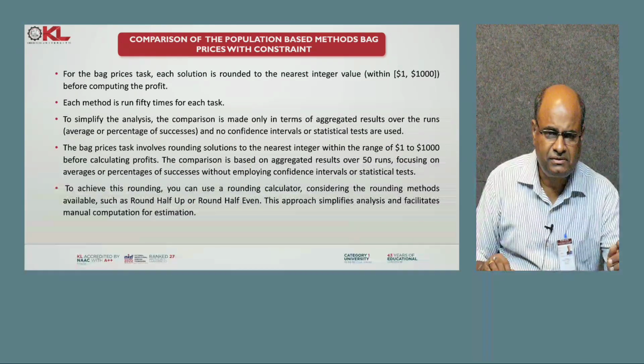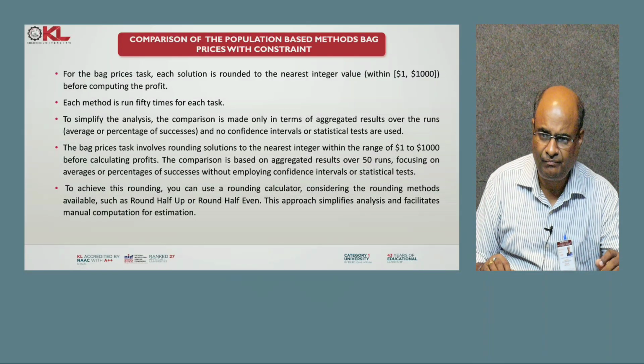For the bag prices task, each solution is rounded to the nearest integer value, that is $1 to $1,000, before computing the profit. Each method is run 50 times for each task. To simplify the analysis, the comparison is made only in terms of aggregated results over the runs, average or percentage of success, and no confidence intervals or statistical tests are used.